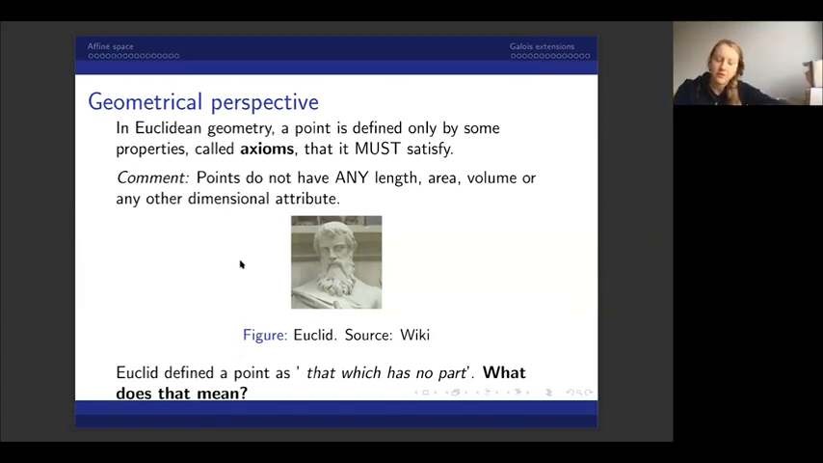And Euclid defined it himself as something that has no part, whatever that means. It just has no part. So the question is, what does that really mean, to have no part?